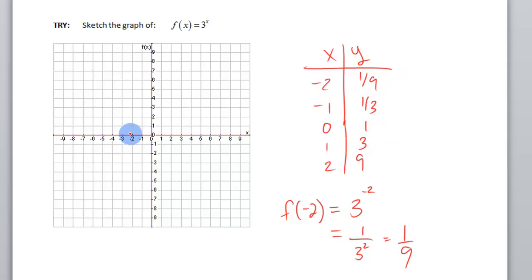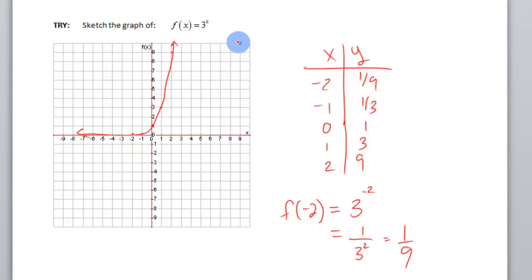So here are our points. -2, 1/9 right there. -1, 1/3 right there. Just a little bit further up, right? And then 0, 1 shoots up. Then as soon as it gets to 1, it goes to 3. And look at that, 2, 9, it goes really fast. So it's along here, right next to there, and it shoots up really fast. And continues that way, and continues that way.